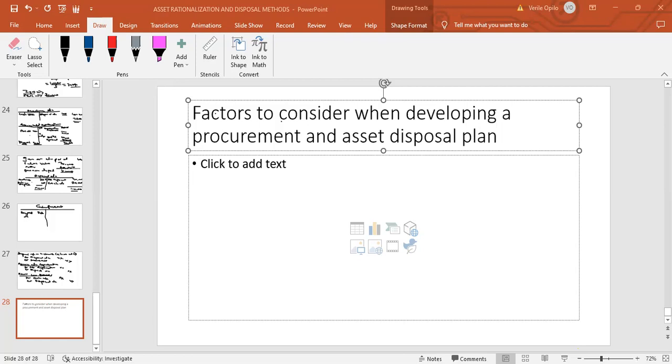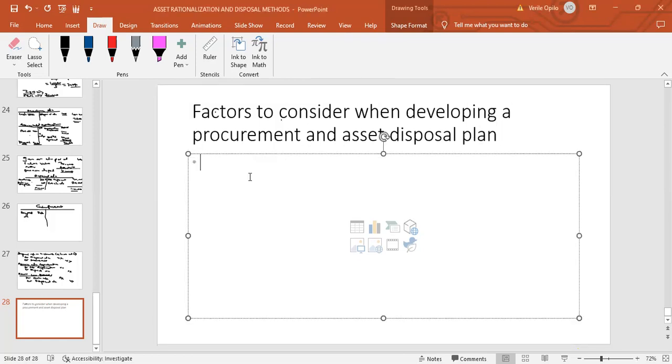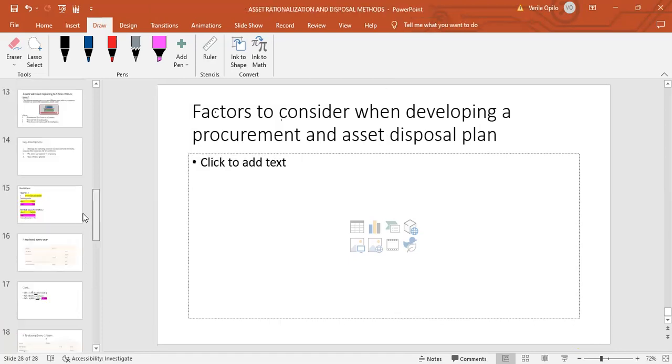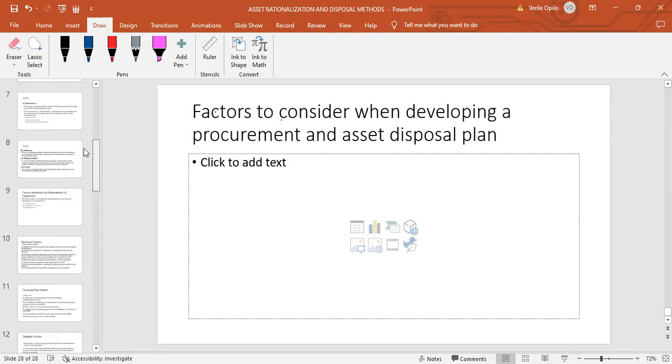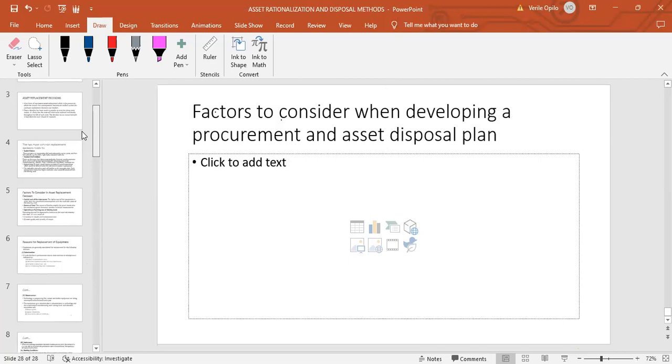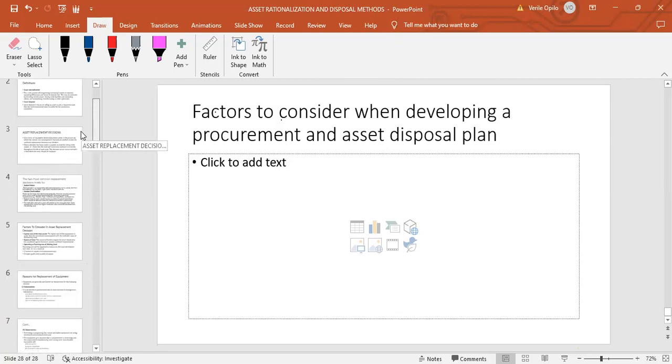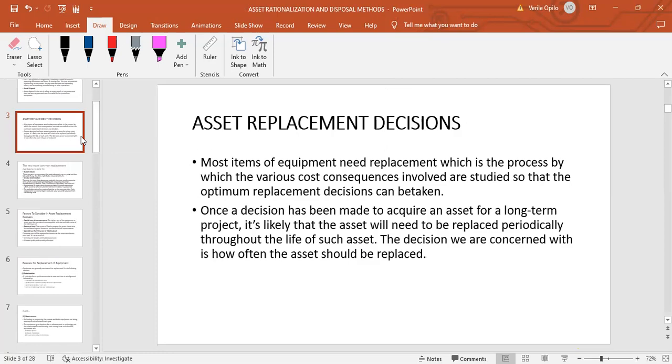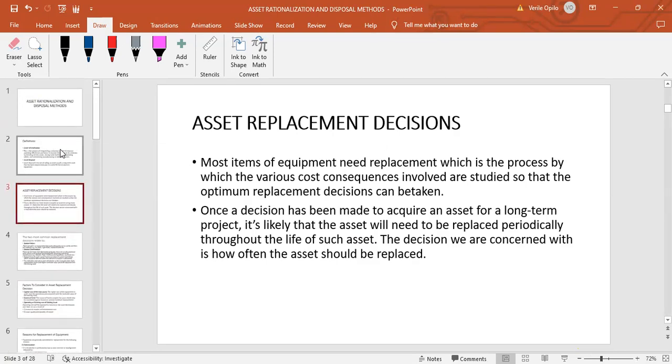Okay, so the factors that we need to consider when developing a procurement and asset plan are essentially the things we had looked at. We looked at the technical factors, the technological factors, not technological, but financial factors, and then we also looked at the tangible factors.